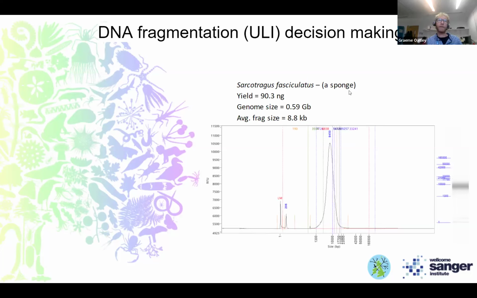And here we have another sponge, and again, a really good looking profile. The mode is sitting at 8.5 kb with an average fragment size of 8.8 kb. And the yield for ULI is sitting at 90. So that's a good amount of DNA that we can put forward for sequencing.